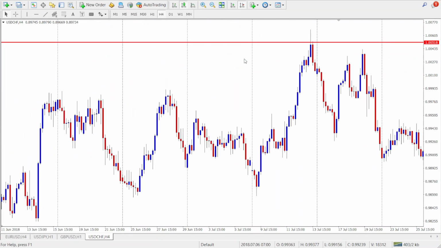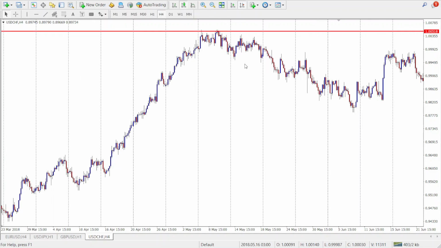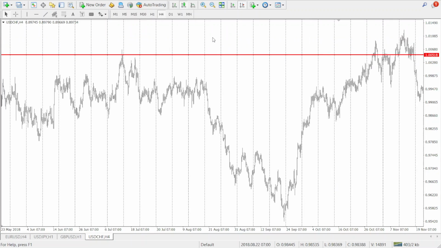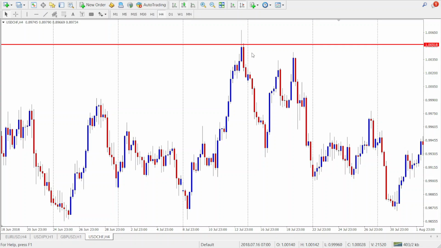Well, this might not exactly be the best example, but we can see that this was a clear resistance zone, as we can see on the charts. But obviously, when it got to this point, we can see that the price got rejected. But before it got rejected, it surged above the resistance to this point.